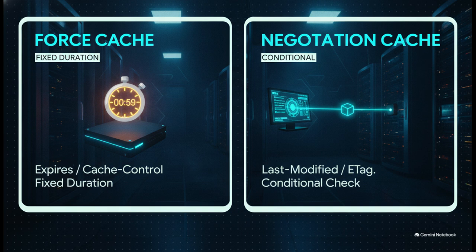Well, then we move over to negotiation cache. Using headers like last modified or etag, your browser pings the server and says, hey, has this file changed since I last saw it? If the server sees it's untouched, it sends back a super lightweight 304 response that just tells your browser, yep, go ahead and use that expired cache version. It is such a smart way to save bandwidth before we even truly hit the open web.